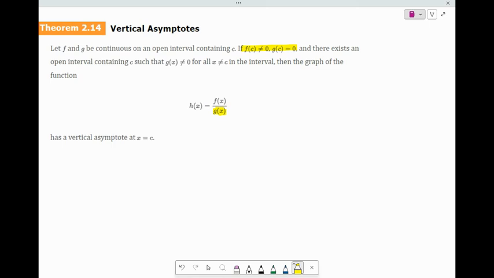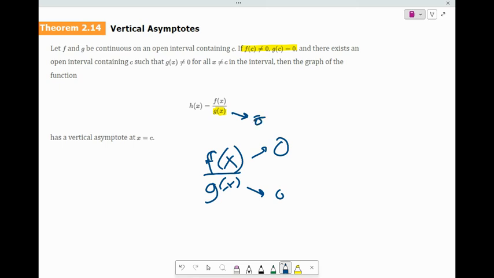So in the past, we had come across situations where we had f of x over g of x, and we spent a lot of time looking at the particular cases where the top was going to 0 and the bottom was going to 0, and none of those turned out to be vertical asymptotes. Vertical asymptotes are going to come when the bottom is going to 0, but the top is not going to 0.